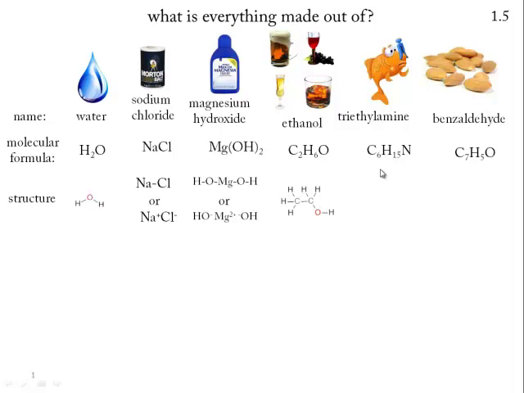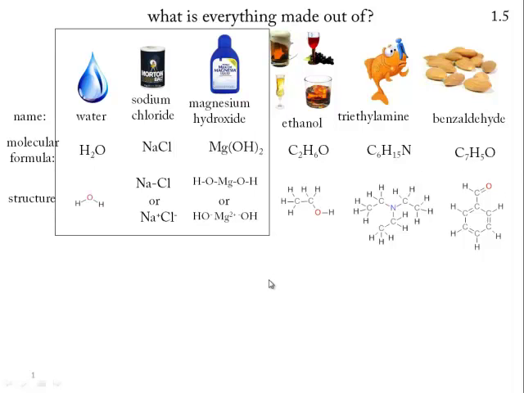Triethylamine also could be arranged many ways, but it's a symmetrical alignment of a nitrogen in the center with 2 carbons attached to each side with various hydrogens filling up those bonds there. Benzaldehyde has a ring structure with alternating double bonds, and a carbon doubly bonded to oxygen. We'll later learn this is known as an aldehyde functionality.